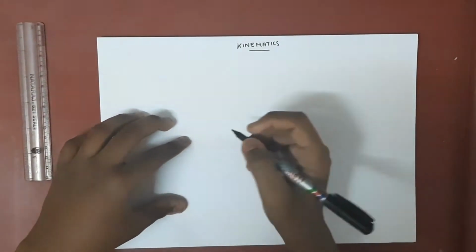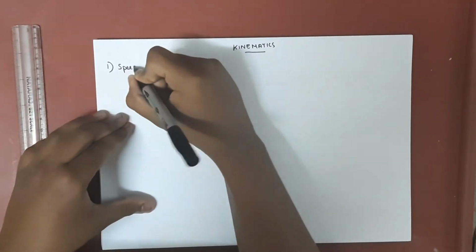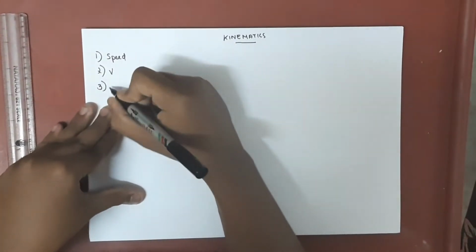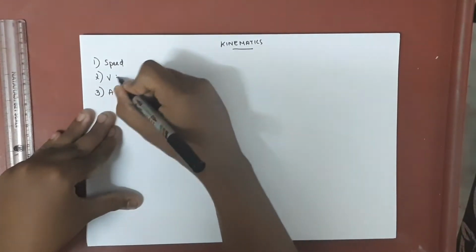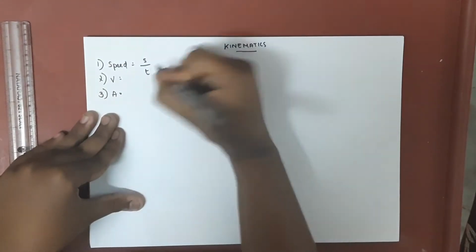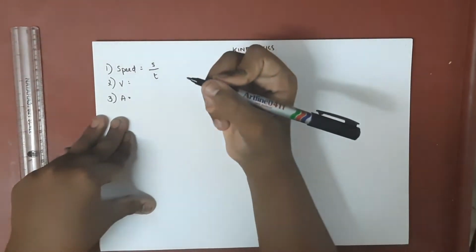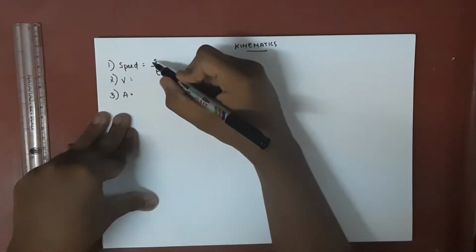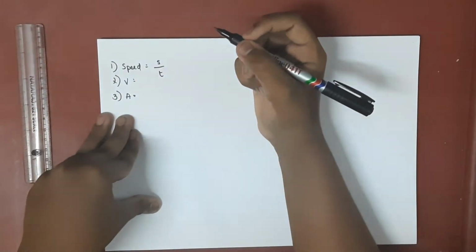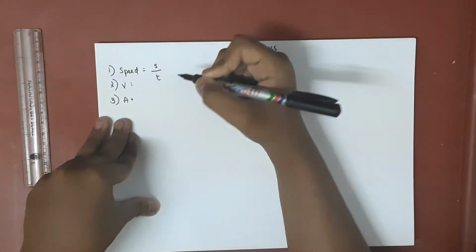So the equations we've seen until now are 1 for speed, 2 for velocity, 3 for acceleration. Now for speed, we saw distance by time. So distance is denoted by s and time is denoted by t. You may wonder why we don't give d for distance. It is because in calculus they use something called the derivative operator, in which they use d. So now we use s for distance.